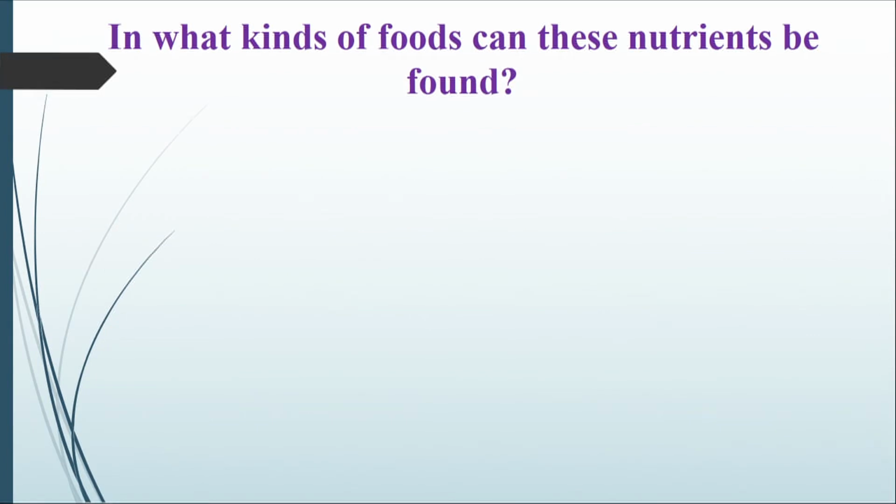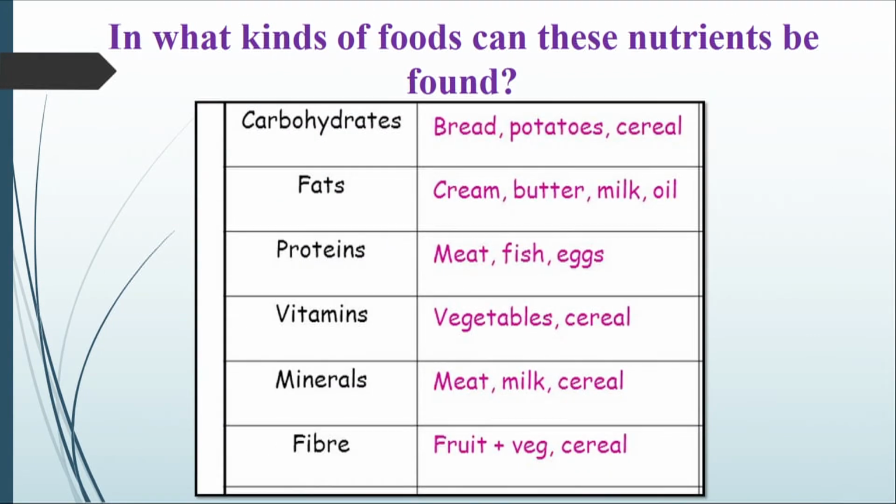In what kinds of foods can these nutrients be found? Carbohydrates can be found in bread, potatoes, and cereal. Fats in cream, butter, milk, and oil. Proteins in meat, fish, and eggs. Vitamins in vegetables and cereals. Minerals in meat, milk, and cereal. And fiber in fruits, vegetables, and cereals. Do you get all these different foods in your diet? Well, I do hope so.